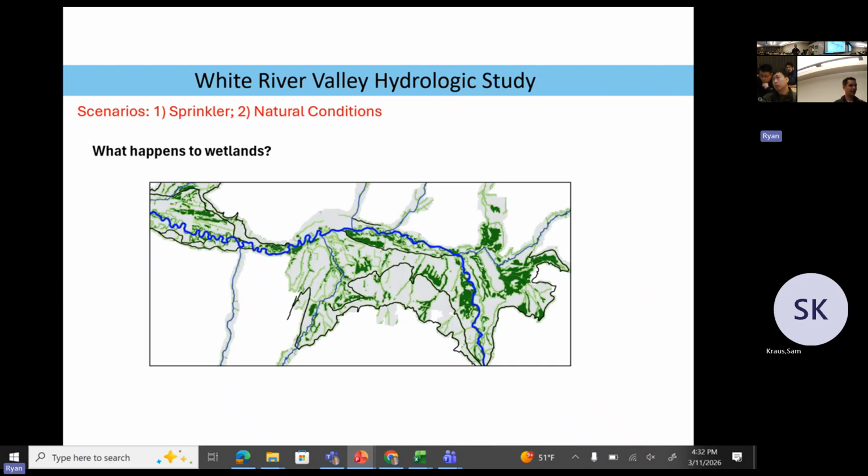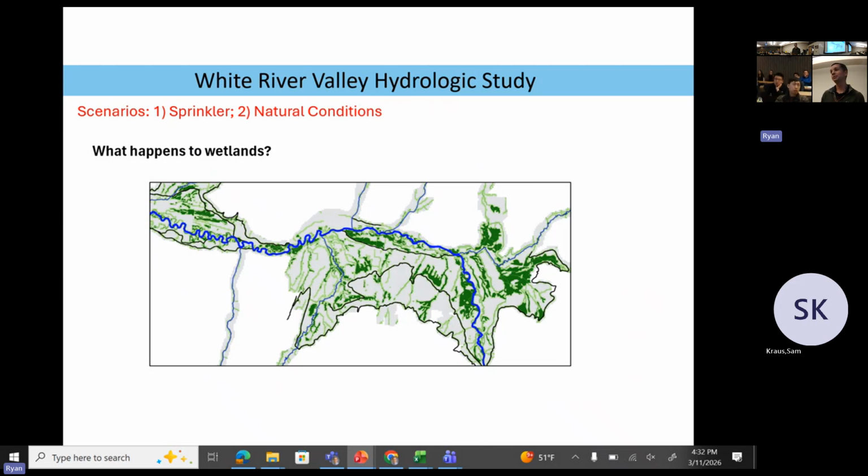Now, another thing is what would happen to wetlands. This is a map of current wetlands in the area just from the National Wetland Inventory, the national database. What's interesting is you do have wetlands along the river, but you also have a lot of wetlands just near the irrigated fields. These are artificially created wetlands from flood irrigation. They're there only because we're irrigating.